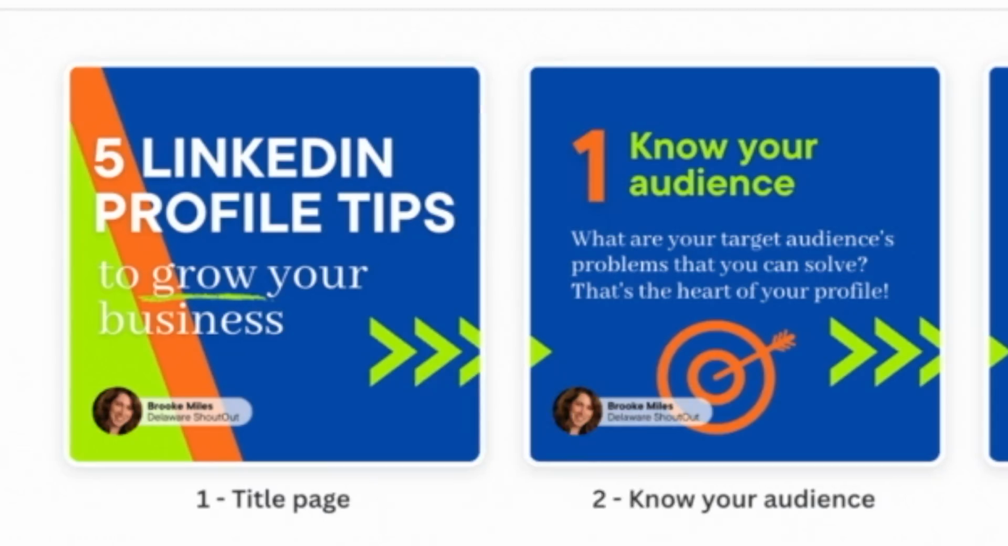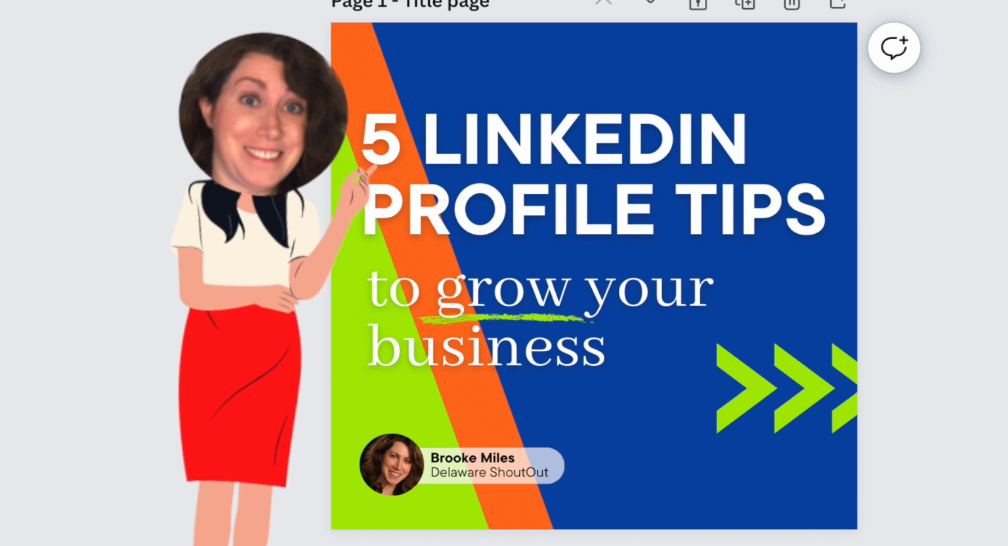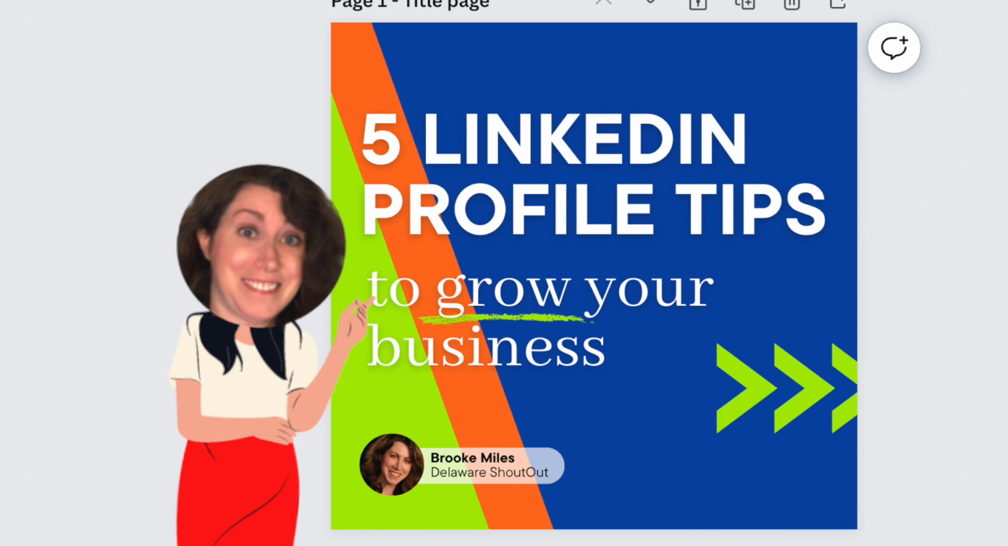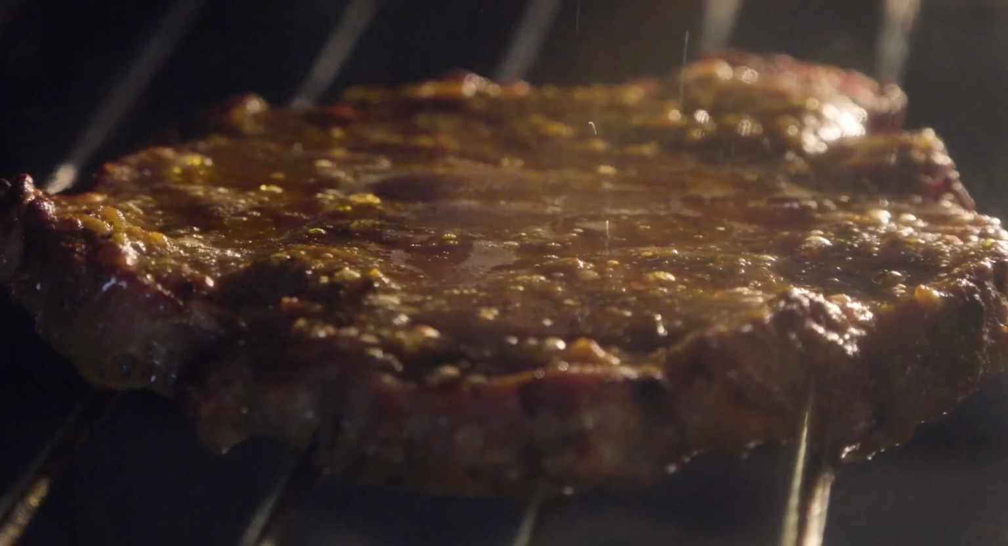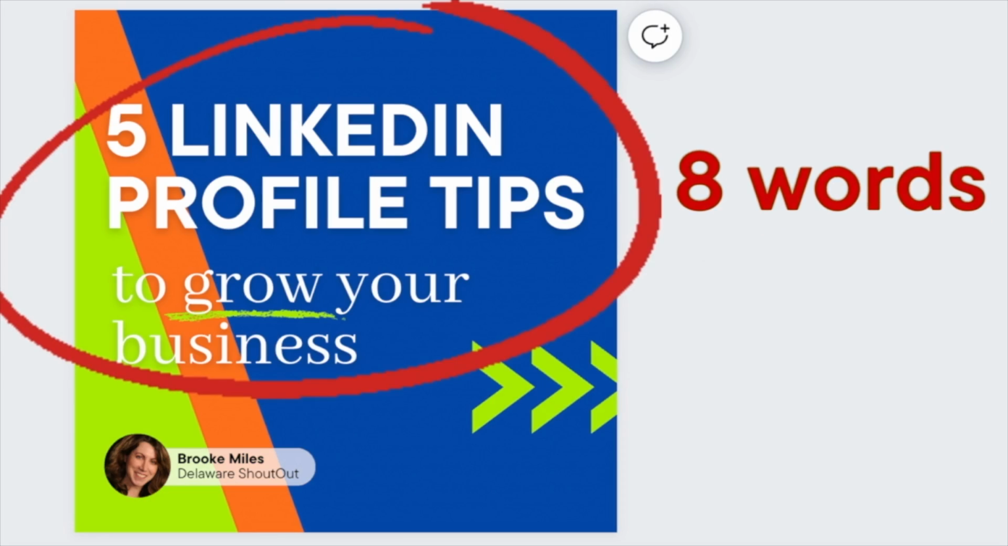Now, because most people are in scroll mode, we have to get people's attention on the first slide. We have to nail the slide. So honestly, spend more time on that first slide than maybe any of the other slides. So you'll see here "5 LinkedIn profile tips" describes what this carousel is about, and "to grow your business" is what's in it for the reader. It's like you want to sell the steak and the sizzle, but you also want as few words as possible because again, people are in scroll mode.